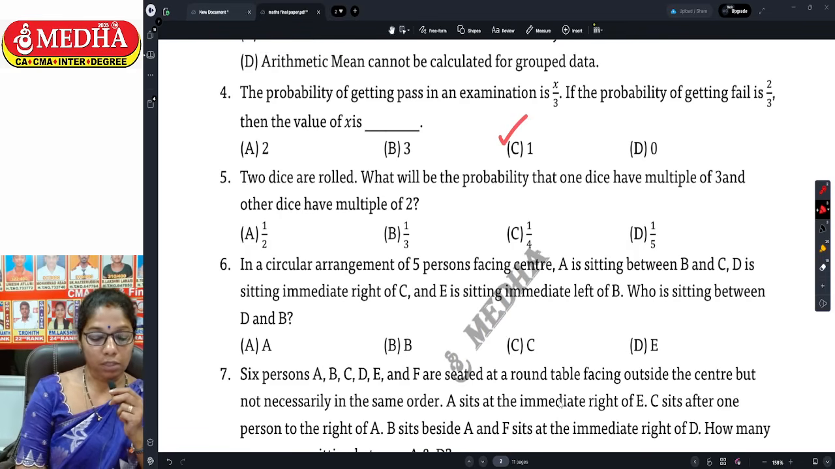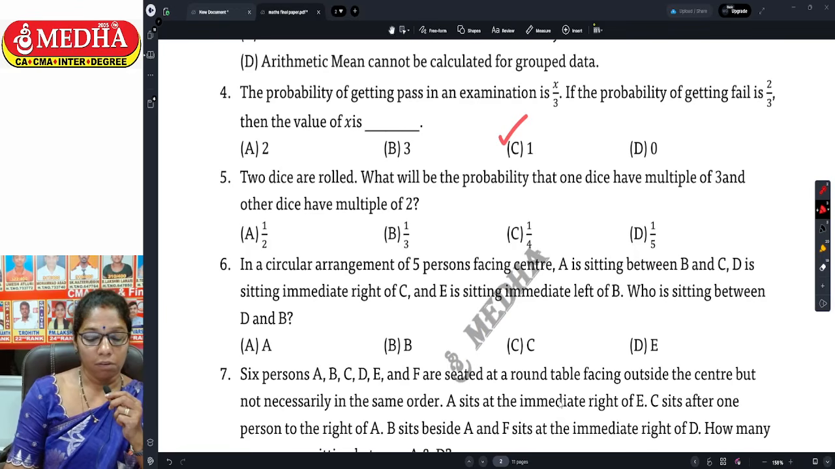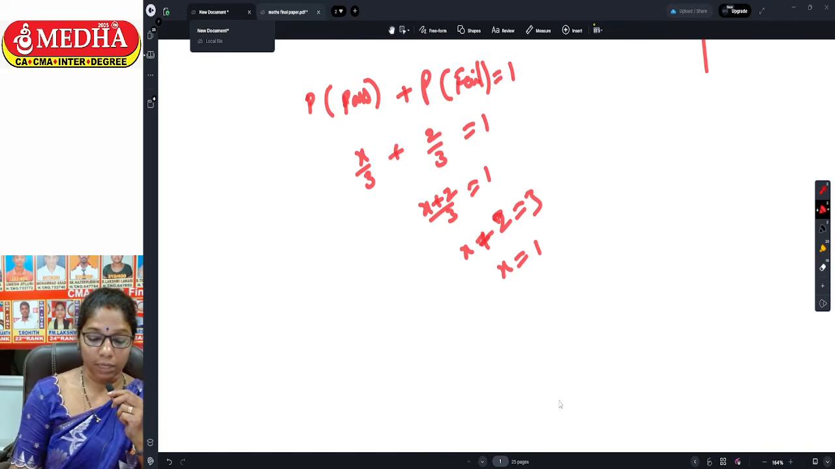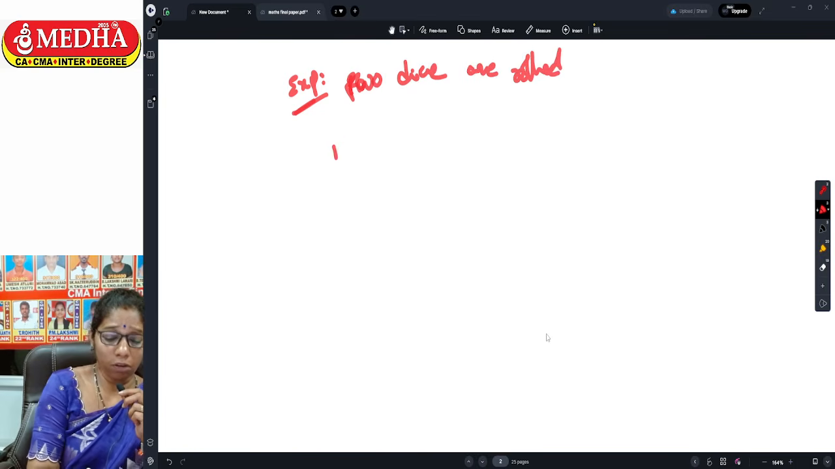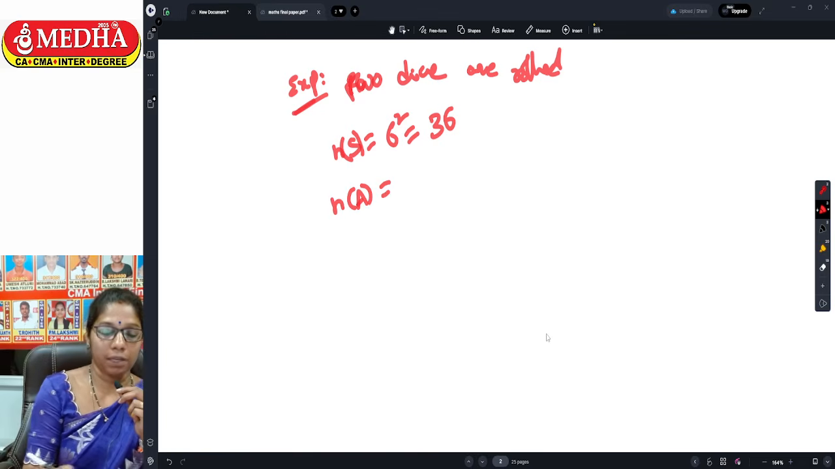Next, if 2 dice are rolled, what is the probability that one die shows a multiple of 3 and the other die shows a multiple of 2? The experiment is conducted by rolling 2 dice. So the experiment is 2 dice are rolled. N of S is equal to 6 square, which is 36. And N of A is the number of favorable cases.